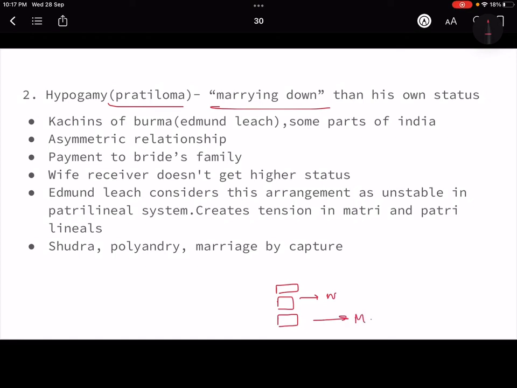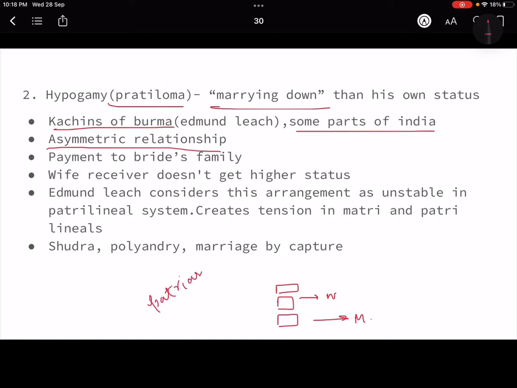Now, this kind of marriage happens among the Kachins of Burma, and in some parts of India also. It is believed that this kind of marriage is asymmetric. You can say that somewhere in our society it is a misfit, not a proper fit into the kind of society we live in, because generally we live in a patriarchal society.